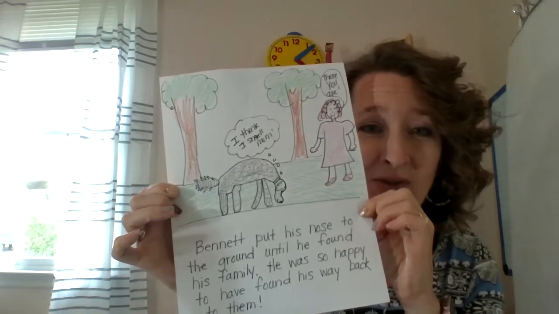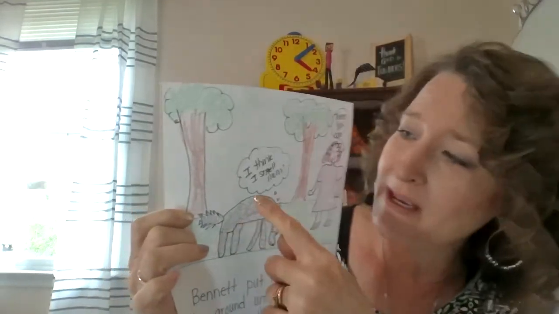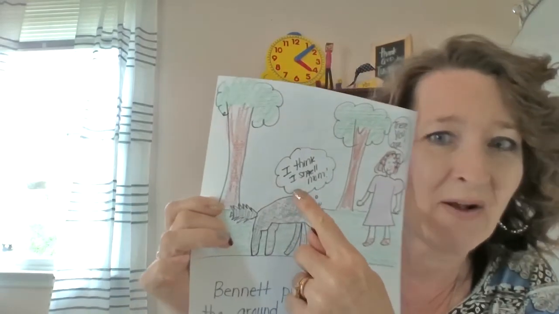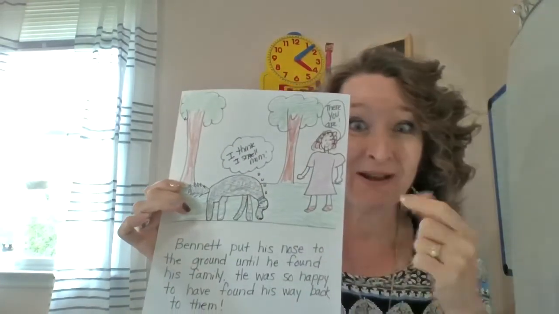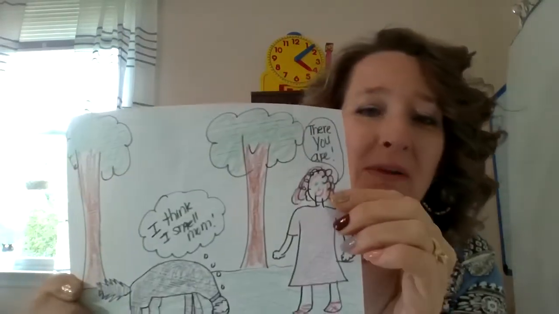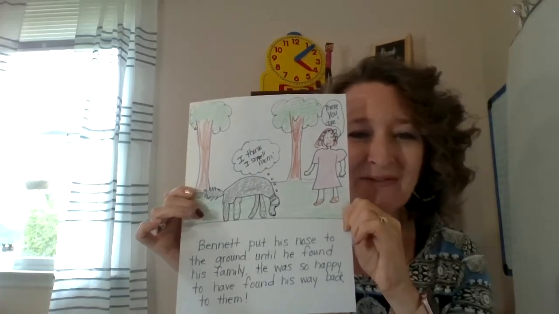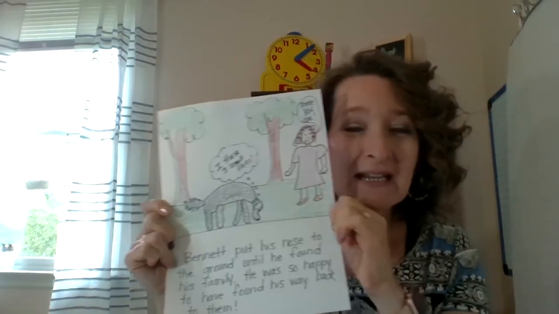There's Bennett with his nose to the ground. And look, I've given him a thought bubble. He's got a thought bubble and he says, I think I smell Mom. He thinks he smells my scent that he's finding me. And look at me. I've got a speech bubble. I'm like, there you are. So there's Bennett coming and finding me, and we are so happy to be back together.